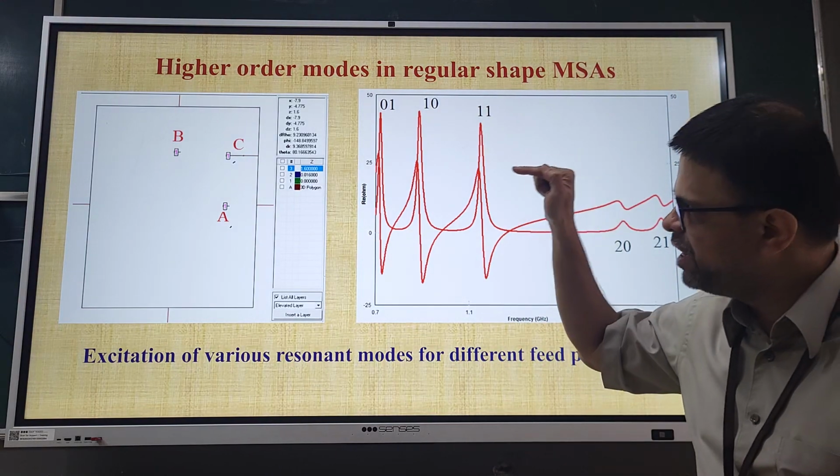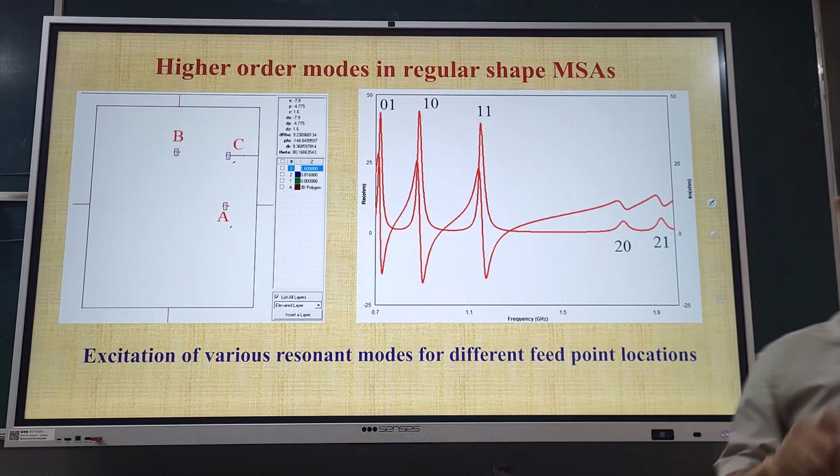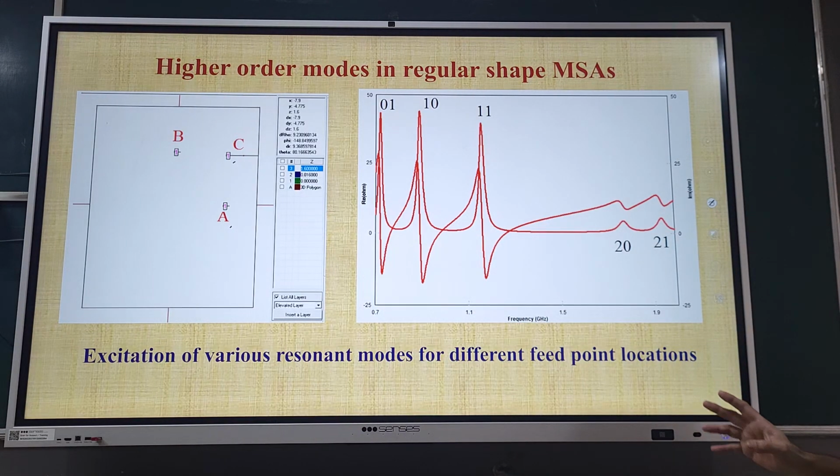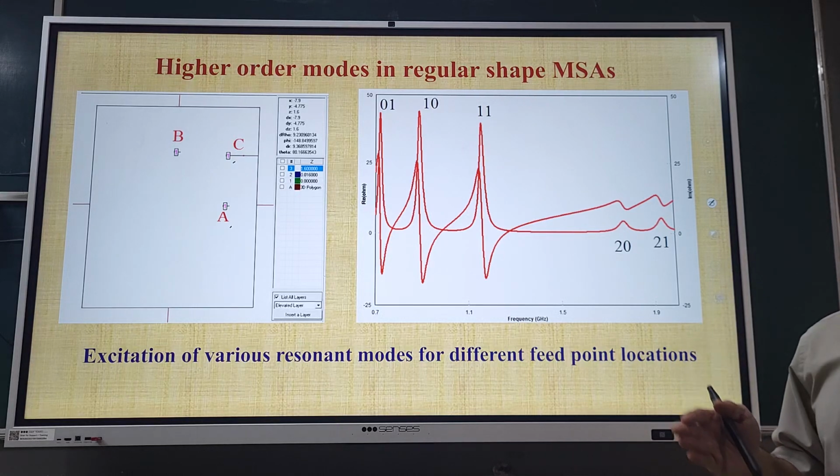If I put a feed point at point B, 0-1 mode will come, 1-0 mode will not come. But if I put a feed point at point C, 0-1, 1-0 both will come. How is their frequency spacing?